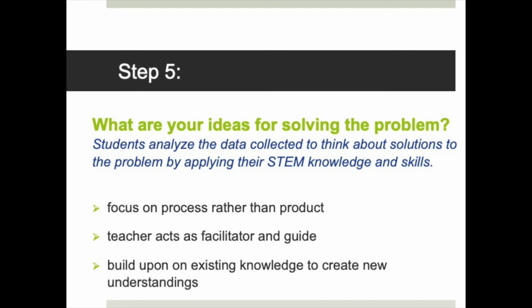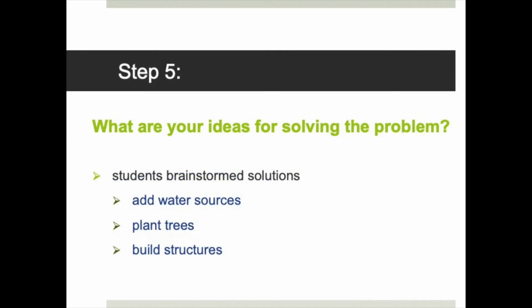What were some possible solutions that students brainstormed in At Home with Bats? After analyzing the data, students realized that they could encourage more bats to live near their homes by adding water sources, planting trees, and building structures. The teacher then used their ideas to target the conversation towards the intended purpose of building a structure.